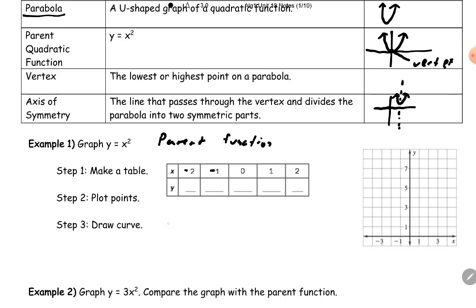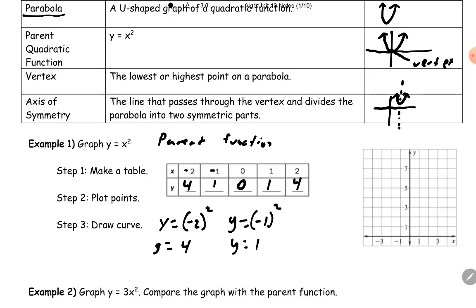So if x equals -2, then I'll have y equals (-2) squared, which will be y equals +4. -2 times itself is two negatives, which makes it positive. Now if we do -1, y equals (-1) squared, that'll give me +1. So I'll get 4, 1. If I plug in 0, 0 squared is 0. Plug in +1, I'll get 1. And then 4 if I plug in 2.